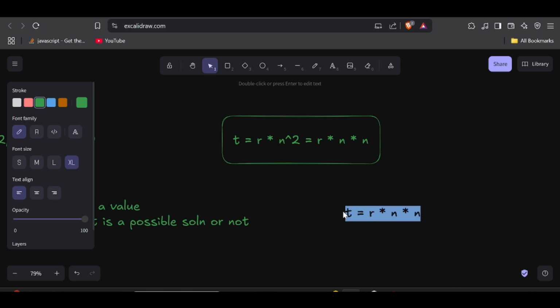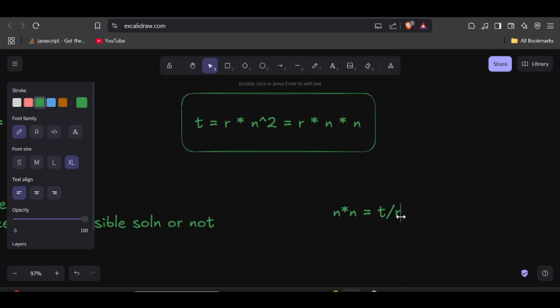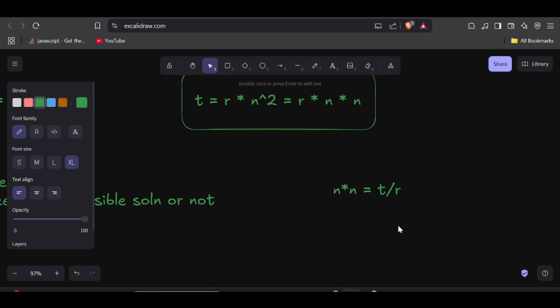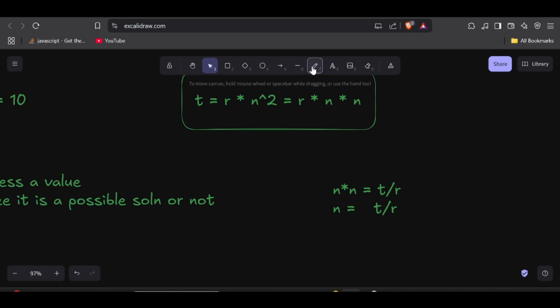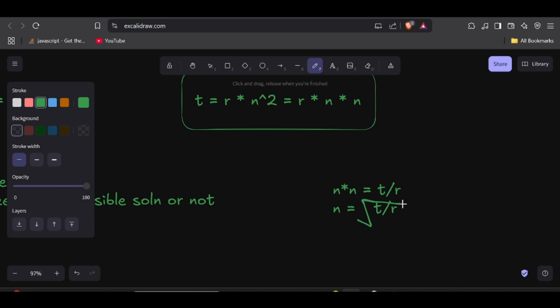So how can I find it out? I will just reverse this formula and say that N into N will be equal to T divided by R. It's simple maths: N square will be equal to T divided by R. Now I want to find N. So N will be equal to the square root of T divided by R. That's how I can find the value of N.